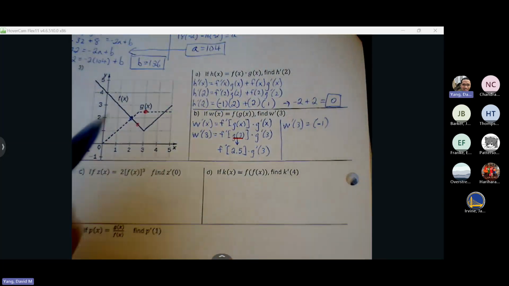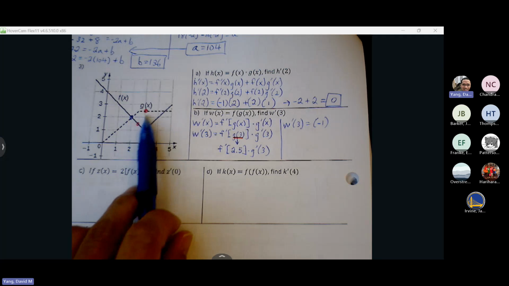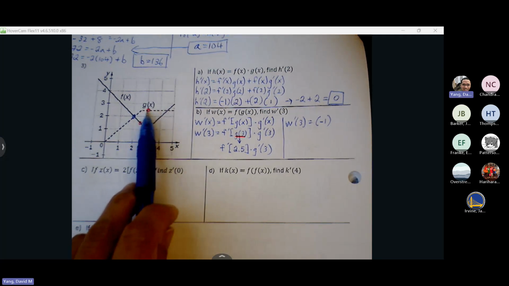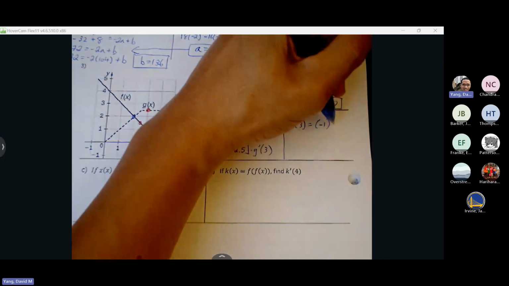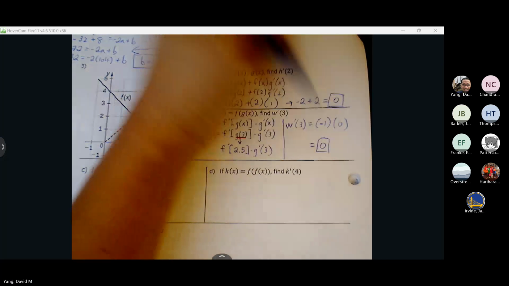And then g prime of 3, we're asking for the slope of the g graph at 3. And what is the steepness here? That's a horizontal line, so steepness is 0. So g prime of 3 is equal to 0.